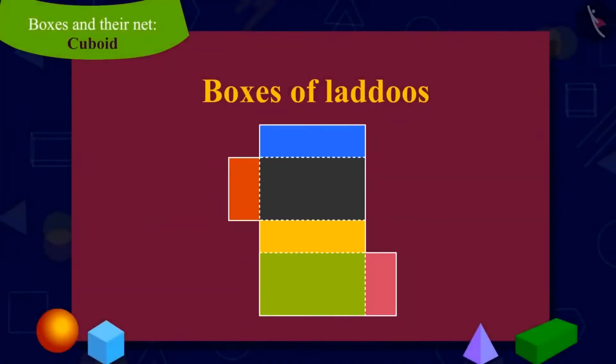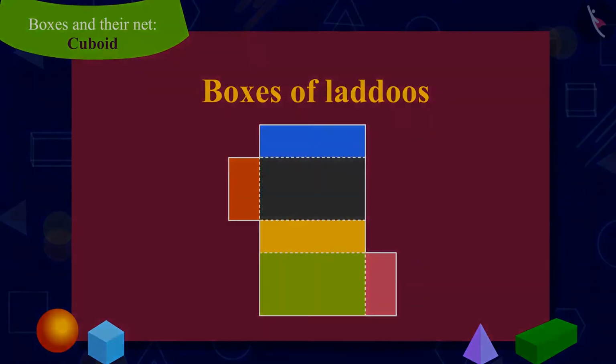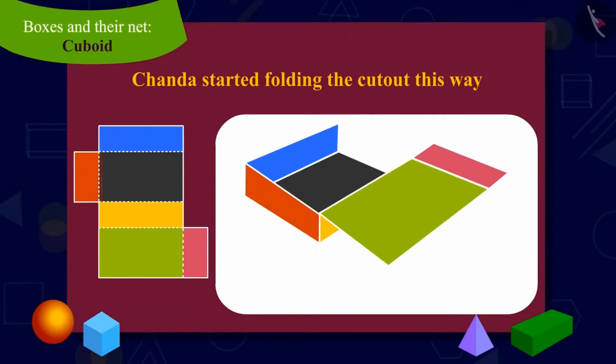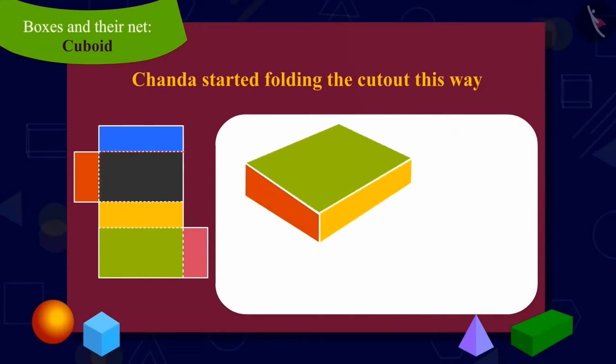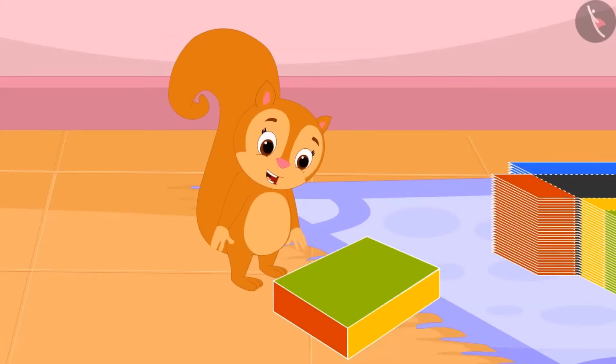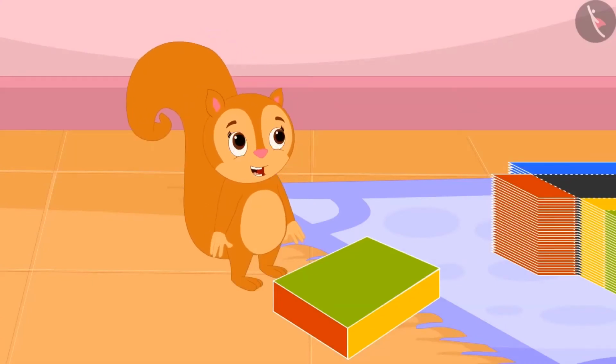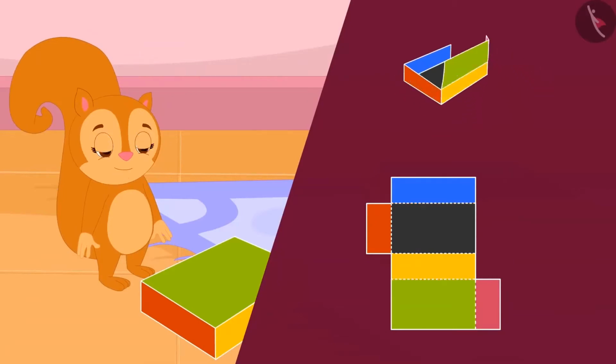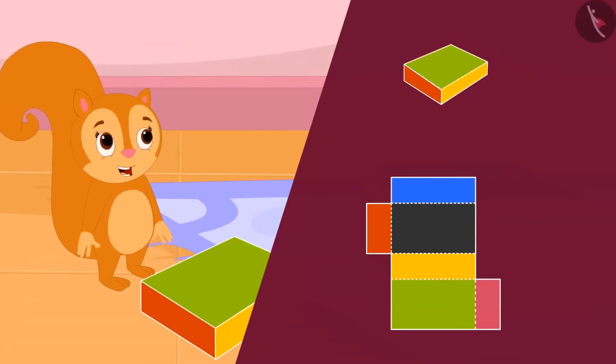Appu showed Chanda a cardboard cutout. He asked Chanda to fold the cutout on the line with dots on it. Chanda began to fold the cutout in this manner. Chanda couldn't believe her eyes. The laddu box was ready by folding the cutout on those dotted lines.